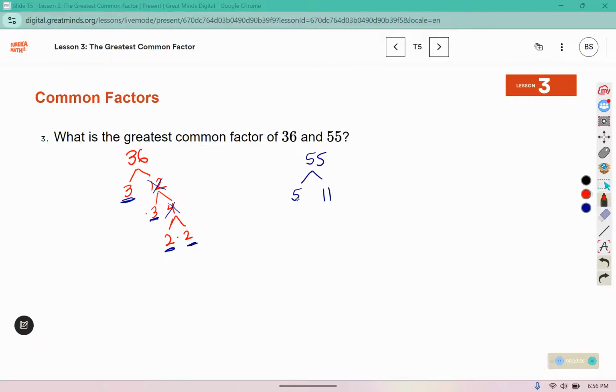So now we're going to look, are there any prime factors they have in common? I have 5 and 11 here. Are there a 5 or 11 here? No. So the greatest common factor between these, if they don't have anything in common, 1 always is a factor of both. So the greatest common factor of 55 and 36 is 1.